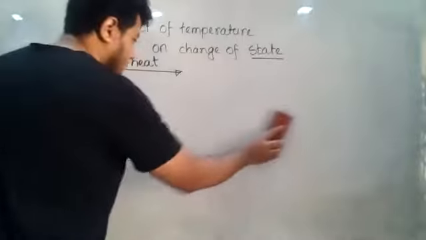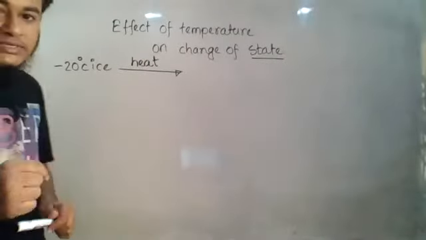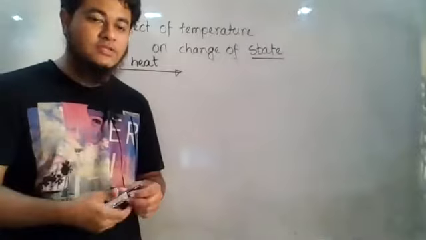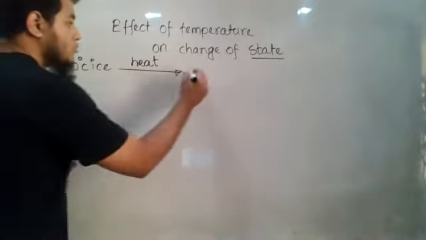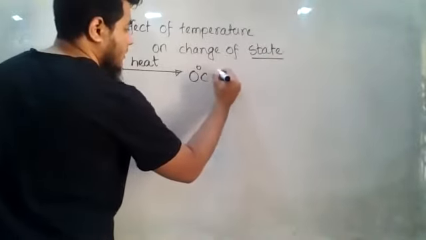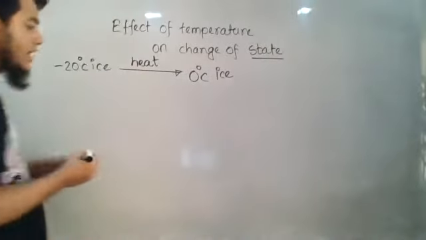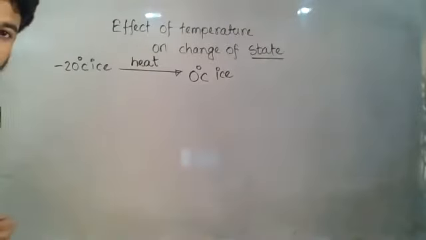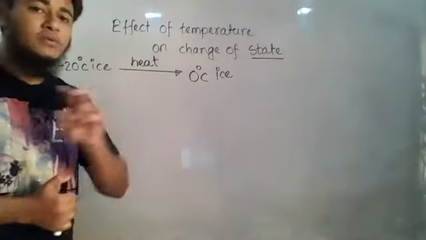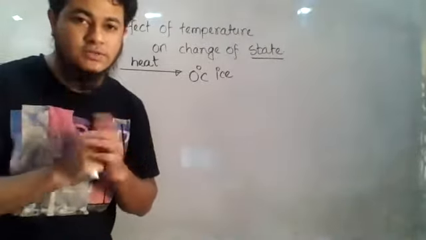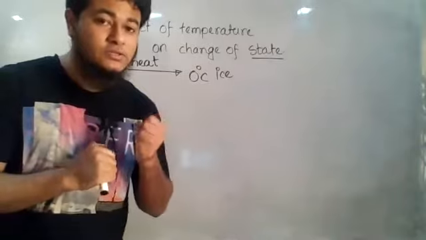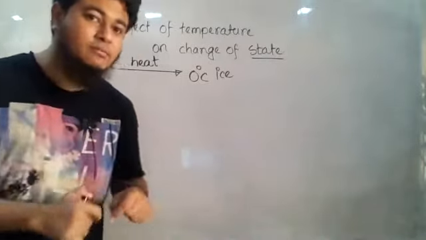Achha. So from -20, the temperature is increasing, okay? Slowly the temperature is increasing, and at a certain point, the temperature will come to 0°C, and it is still ice, okay? What will start? The melting will start, right? And you will see that even though you are applying heat now, the temperature is not changing. The temperature is not changing while the melting is taking place.